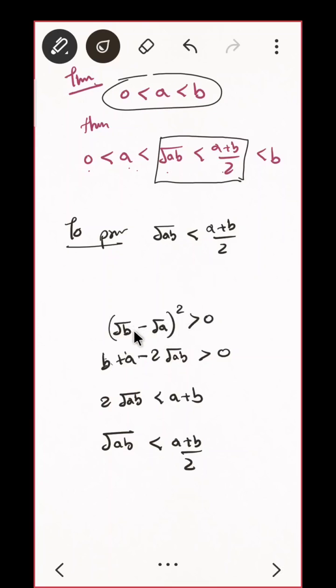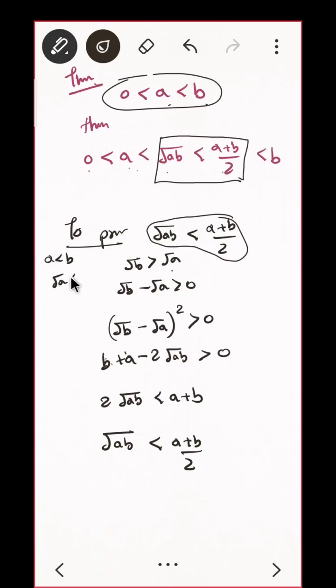Correct? Now can you claim root b minus root a is positive? Can I say that? That means what? Can I say root b is greater than root a? What you are given with, you are given with a is less than b. Can you say that root a is less than root b? I think we have proved something. I think we have proved, yes. If you are having a is less than b, then root a is less than root b. Correct?